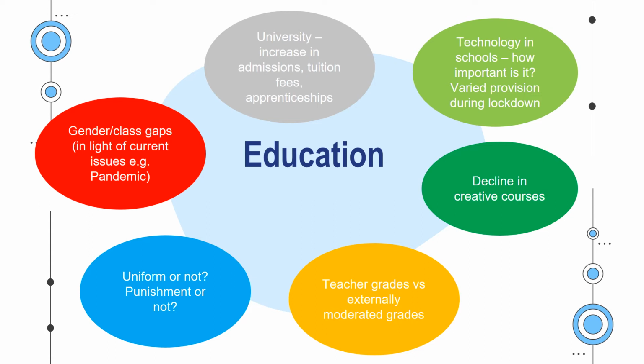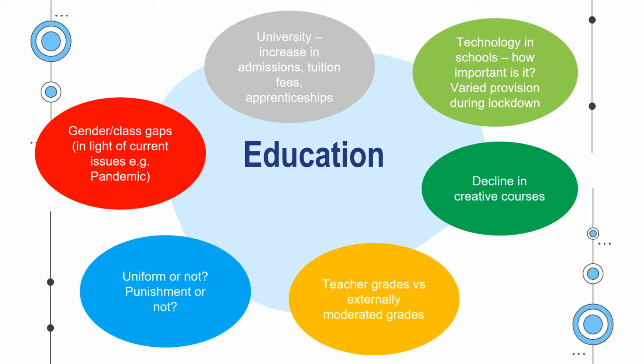Particularly in relation to gender or class gaps. Are there still those gaps? And is there generally a gender gap, do we think, in education? University, increase in admissions. We have now nationally the largest numbers of students going to university. Is that the right thing?